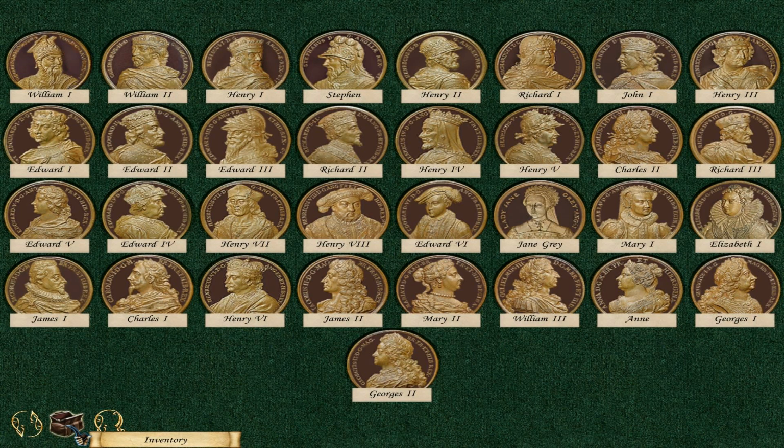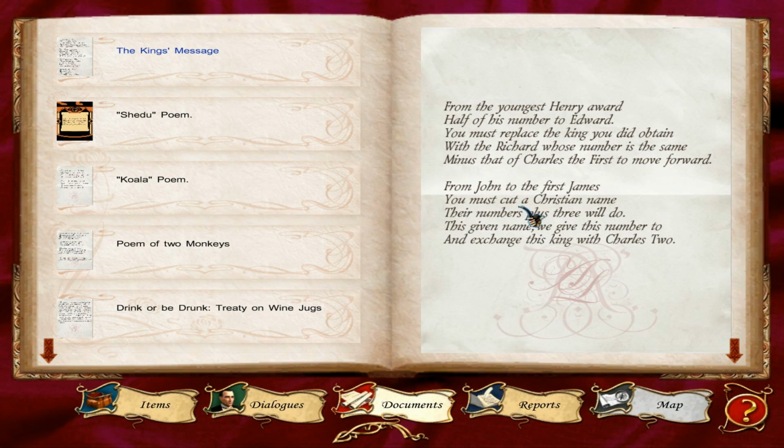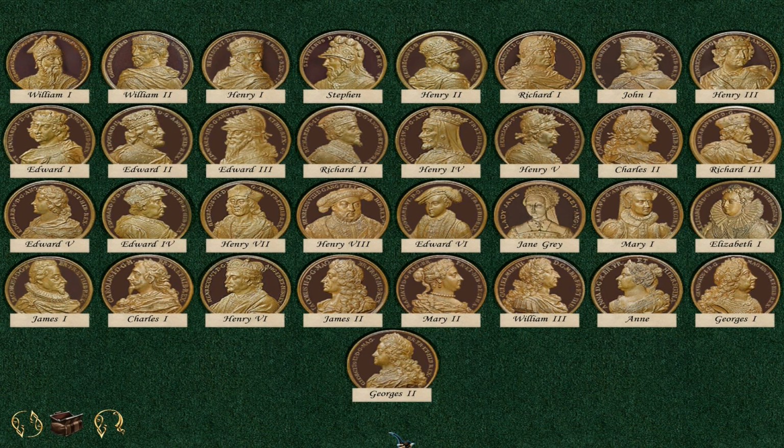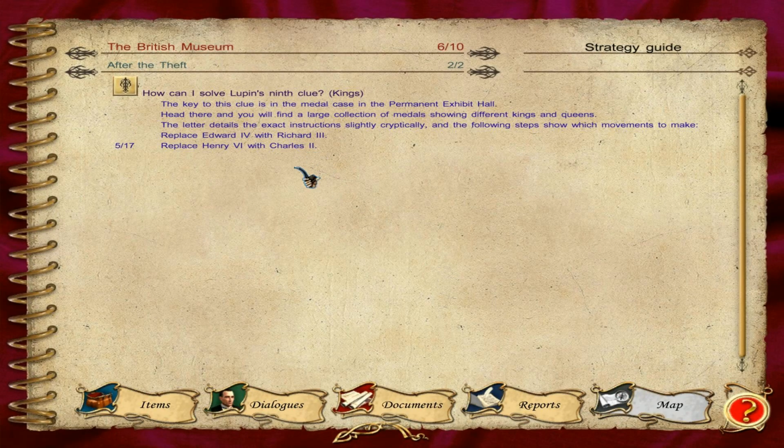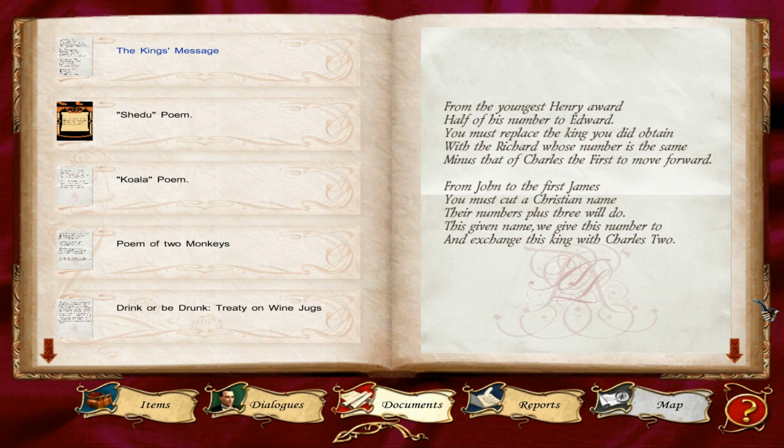What? Just got a Christian name. Their numbers +3 will do. So that means that the numbers tally up to 3 somehow. I'm really confused. How do you get that? Do you just say... Yeah, you're just saying it.